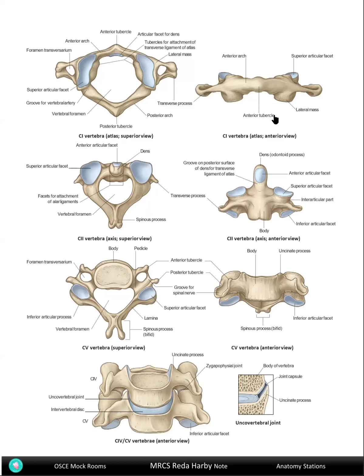Okay, don't forget, this is the superior articular facet for the occipital condyle, for the occipital bone, the bone of the skull, to rest here. So this is C1 atlas, and this is C2 axis. But here is C5 vertebra, cervical number 5. So don't forget the difference. This is C1, C2, and this is another typical cervical vertebra, from C3 to C7.